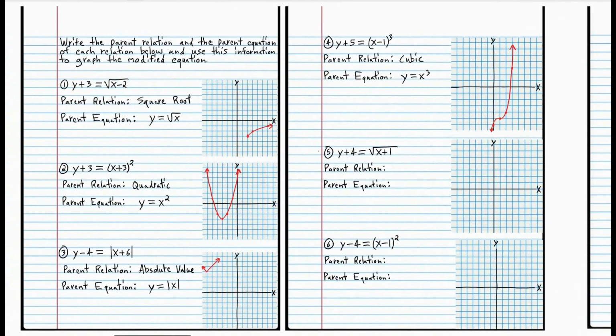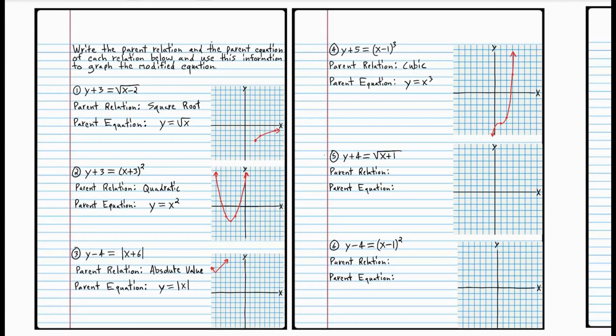So those 4 problems give you an idea of how this works. So I want you to try number 5. Identify the parent relation. You see that it's a square root here, so obviously the parent relation is going to be the square root relation. You need to have that library of relations right in front of you, so try number 5. You can use numbers 1 through 4 to help you, and when you come back, we'll do it together.